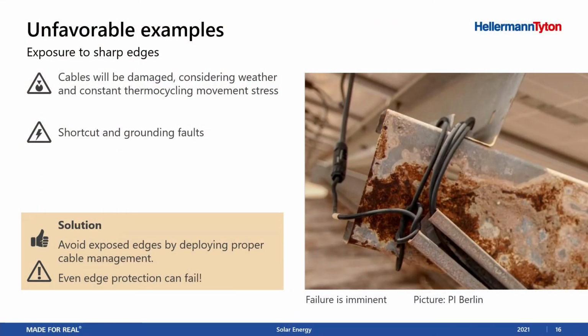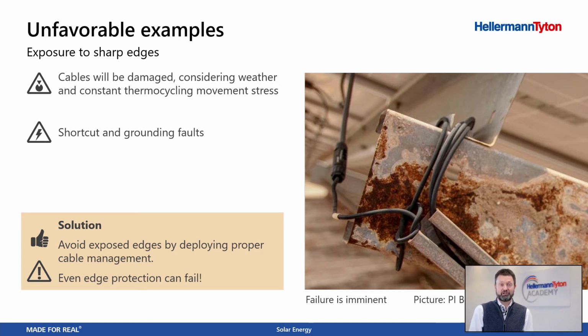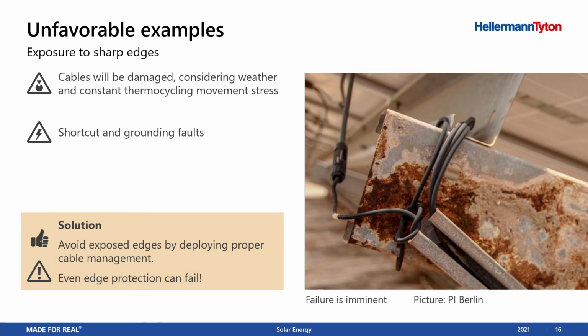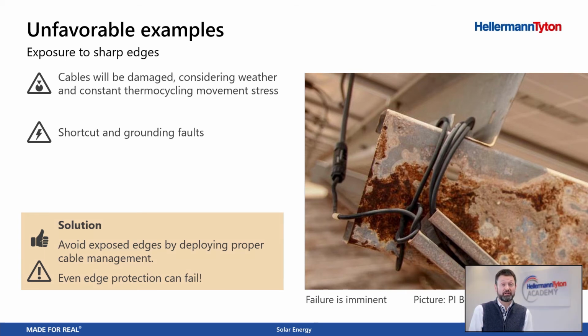Do not neglect the corrosion of the substructure. It's all about sharp edges. Those kinds of cables are definitely going to be damaged due to exposure to sharp edges. The failure is imminent, so this plant is going offline very soon. Avoid shortcuts and grounding faults by implementing proper cable management measures. Also take care about not implementing edge protections because they can also fail. So make sure this is going to work.